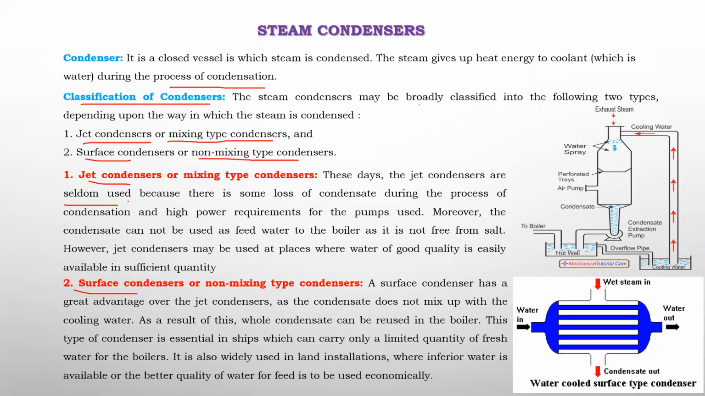Why are they seldom used? Why are they outdated? If you observe on the right side, this is the jet condenser figure. Here steam is coming from the turbine. It may be wet steam or hot liquid water coming from the turbine, right? Here, this is the cooling water. This cooling water comes from the bottom of the cooling tower, or we can also extract it from a river, to cool the steam.